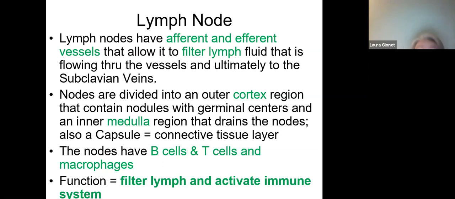Nodes are divided also regionally into a cortex and a medulla. The cortex is the outer portion, the shell. The medulla is the inner region. The nodes have B cells, T cells, and macrophages there. I don't care which ones. I'm not going to ask you which are more abundant in the cortex versus the medulla. Just know that it contains three types of white blood cells: B lymphocytes, T lymphocytes, and macrophages. And its function is to filter the lymph and activate the immune system.